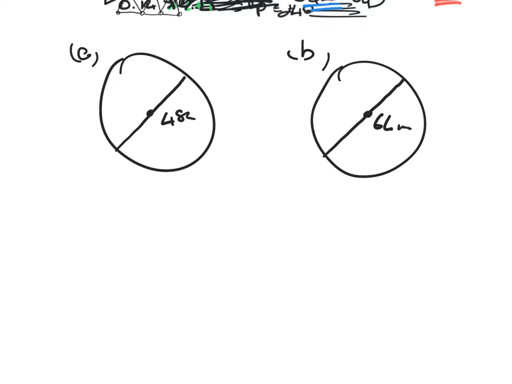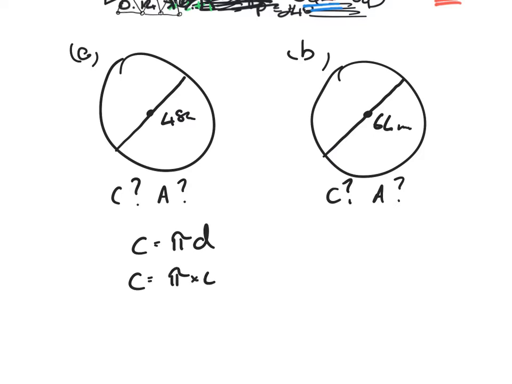In both questions we're going to find the circumference of the circle and the area of the circle. So we first of all need to know the formulas. The circumference of a circle is pi times d. So that's pi multiplied by the diameter, which is 48. We can put that into the calculator. That will give 150.8 centimetres to 1 decimal place.